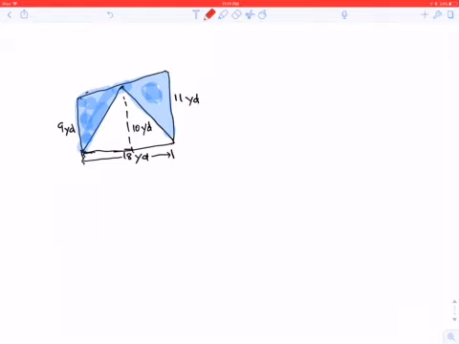Now to find the shaded region for this next figure, what I have to do is find the area of the trapezoid and subtract the area of the triangle. So I know that the larger or outside figure is a trapezoid because a trapezoid has one pair of parallel sides.